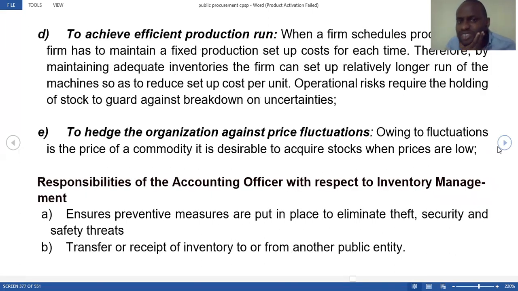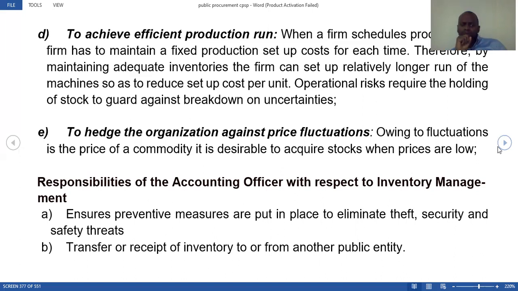Then the other one is to achieve efficient production run. And when we talk about production, remember, production is a continuous process. And depending on which production method or approach of production that you're using, it is always important to maintain the production level so that you don't have at any given time a stock out of a particular item. And one of the ways to achieve this efficient production is to be able to hold inventory within the organization.